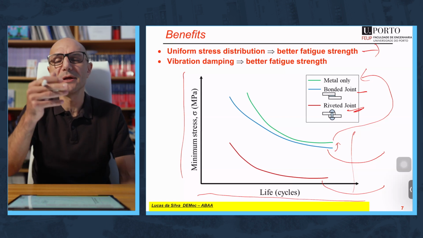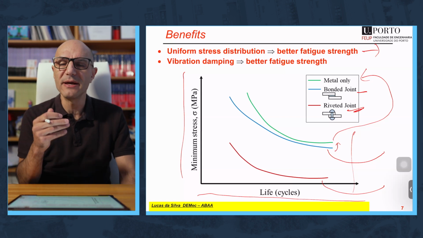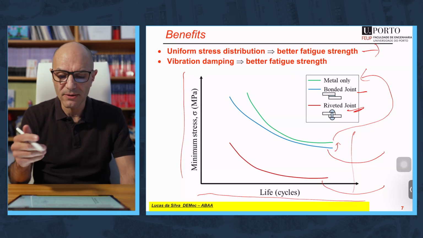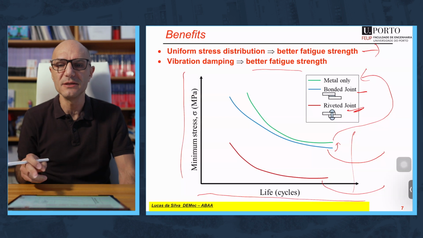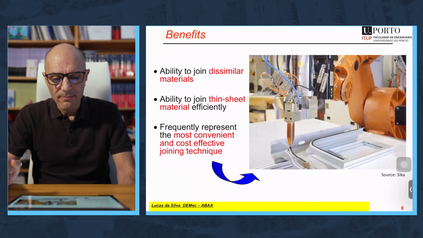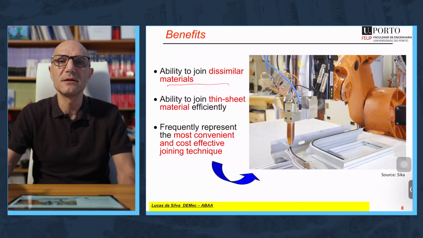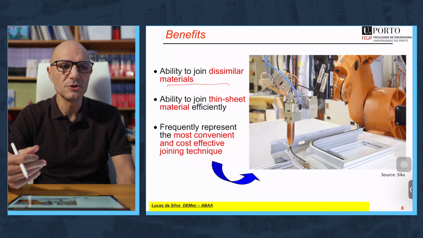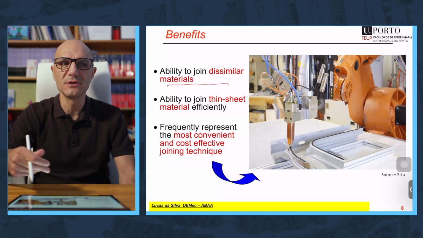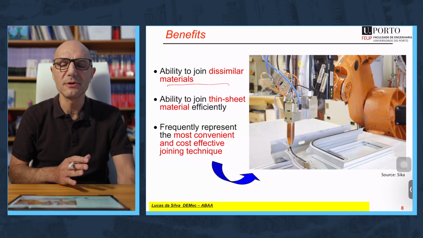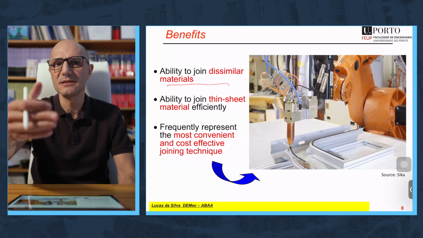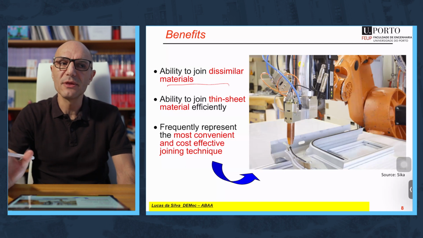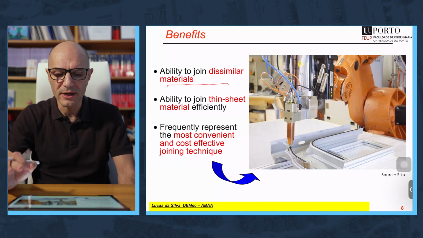Also, because of the polymeric nature of the material, you have better vibration damping. It damps the structure better than if you use a bolt, for example. And this also contributes to a better fatigue strength. More benefits. You can join dissimilar materials. This is also fantastic because you can join whatever you want. You can join, for example, ceramic with composite, composite with metal. There is absolutely no limit. Composite with plastic, plastic with metal, anything you want, there is no limit. This is not the same, for example, if you think about welding. You have much more limitations.